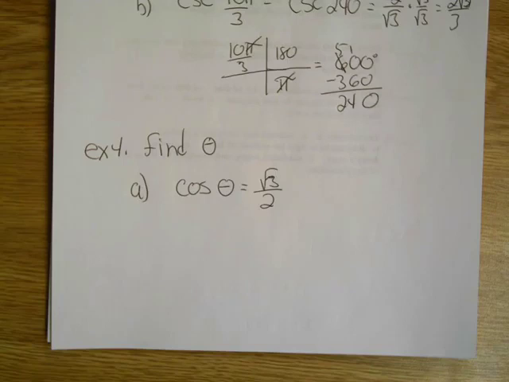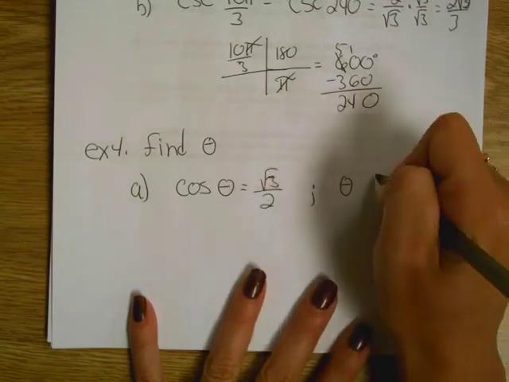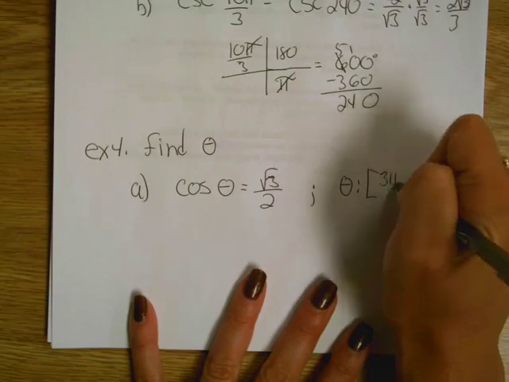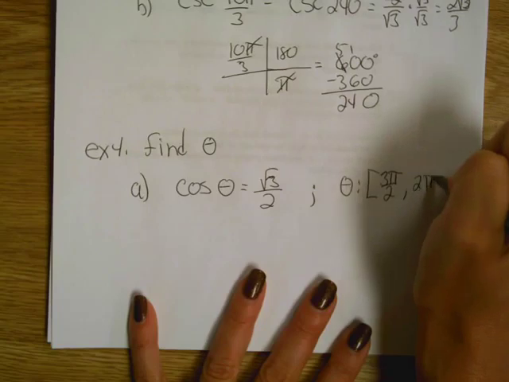Where does cosine equal square root of 3 over 2 on your circle sheet? 30 and 330, you also have the radians for those. So there's 4 answers there. Well, which answer or answers do I want? Well, I want the theta that is between 3 pi over 2 and 2 pi.